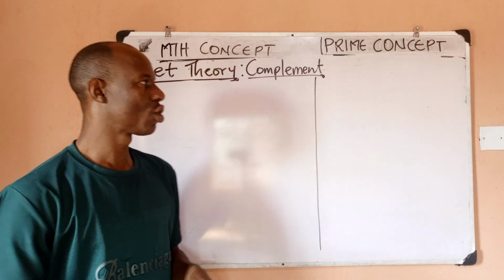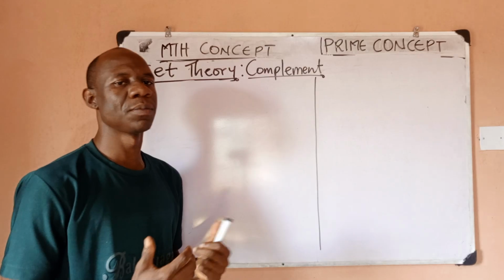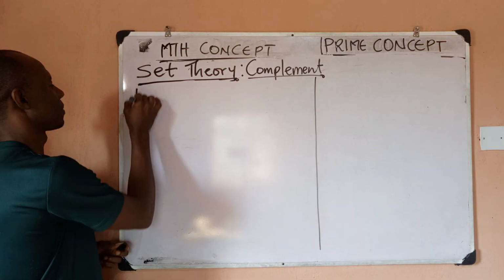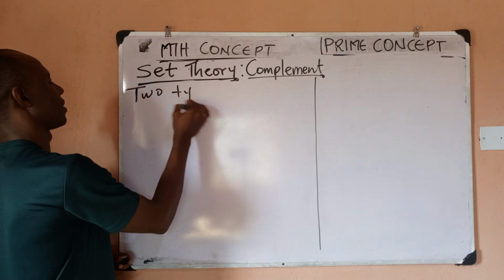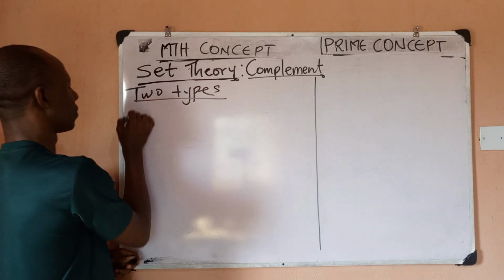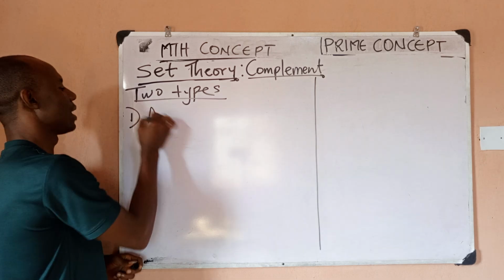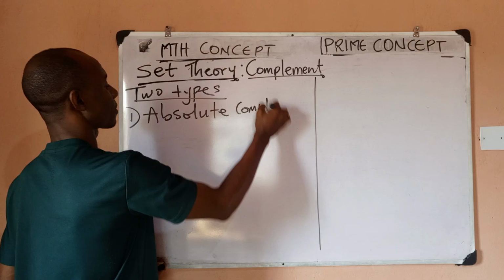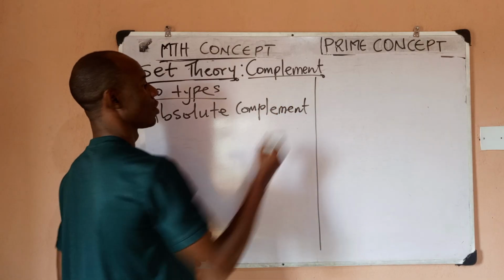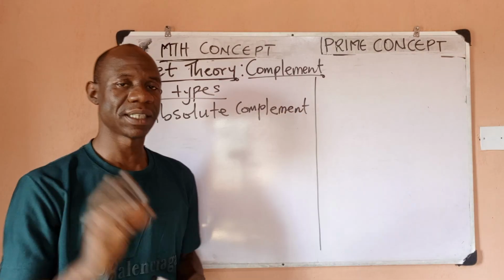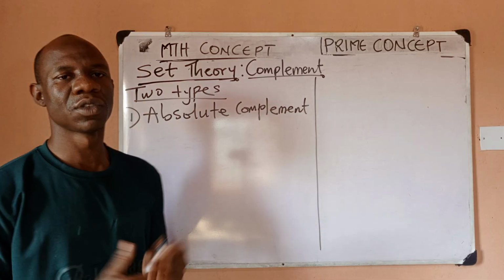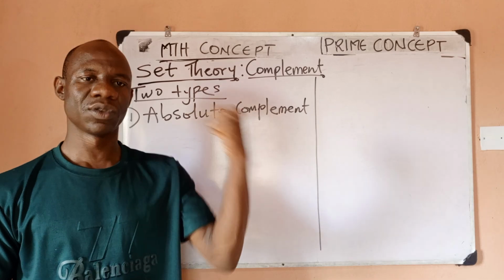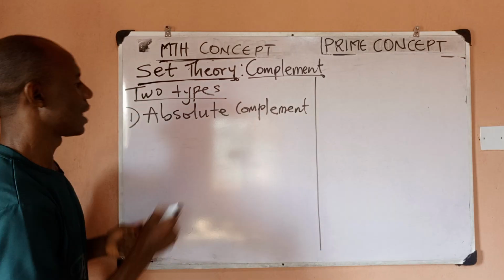Now, we are going to mention that there are two types of complement. It will help us understand them separately. So let us mention that there are two types. So number one is what we call the absolute complement. Sometimes the absolute complement can be called universal complement. Now, what is the absolute complement? This is the complement of a set with respect to the universal set. So that is what we call the absolute complement.